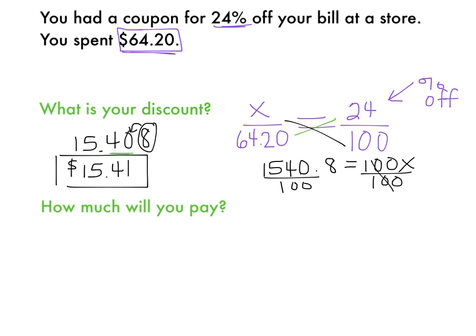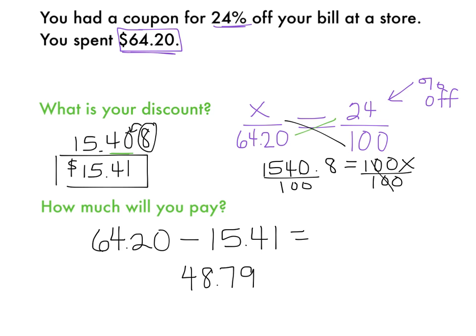So I want to know, well, how much will I pay? All right, so my original bill was $64.20. I have a discount of $15.41. So I'm going to subtract those to see what's my final that I will pay. And I end up with $48.79.